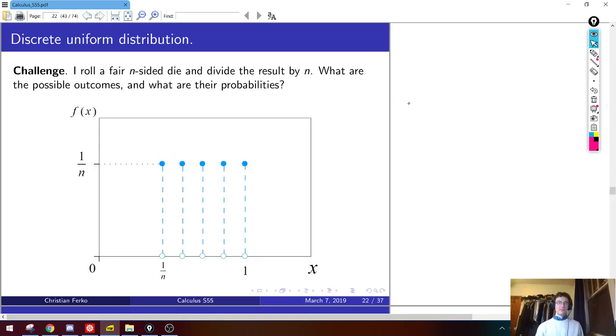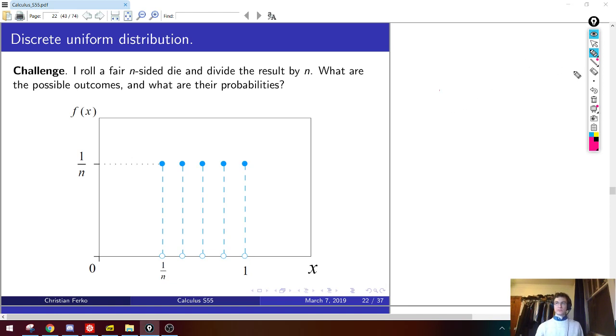Okay. All right, a challenge for you, finally, now that we were just talking about dice. Suppose I roll a fair n-sided die, could be 20-sided, 6-sided, whatever, n-sided die where n is an integer, and then I divide the result by n. So for example, I roll a d20, divide the number I get by 20, not by the roll that I get. You divide by the maximum number on the die. So if I do that, what are the possible outcomes that I can get, and what are the probabilities?